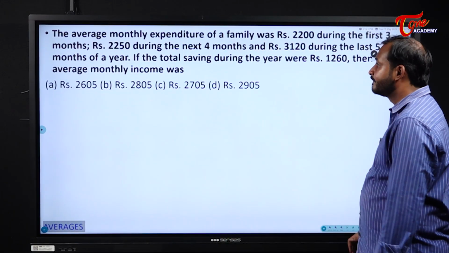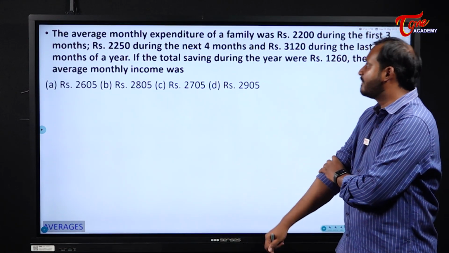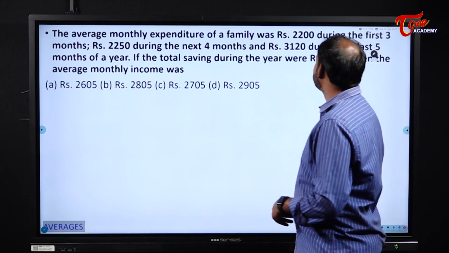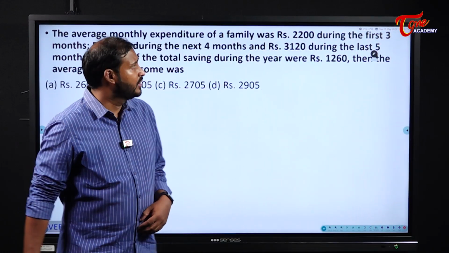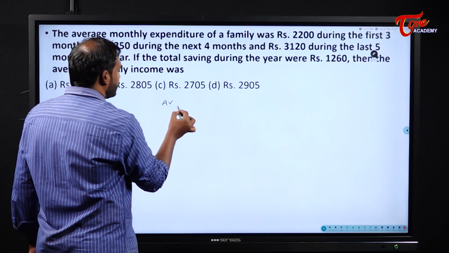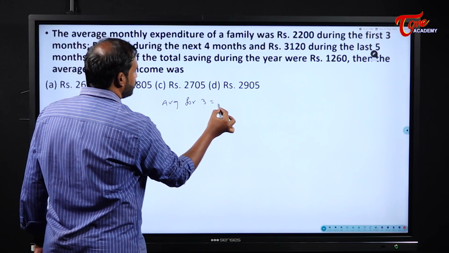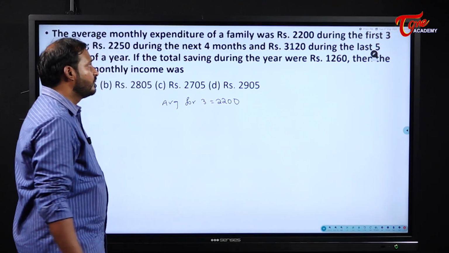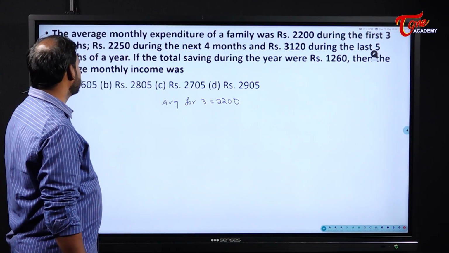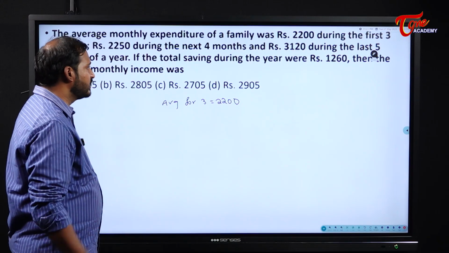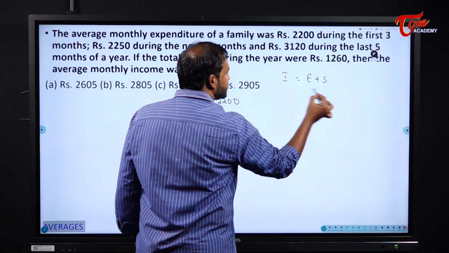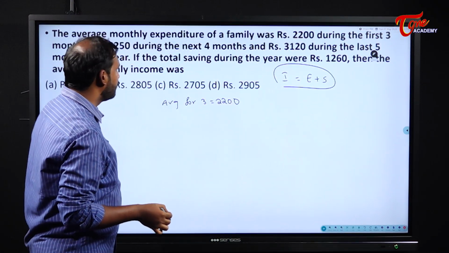Okay, next one. The average monthly expenditure of a family, okay, was 2200 during the first 3 months. For the first 3 months, average is how much? Average for 3 months is 2200. Okay. 2250 for the remaining 4 months and 3120 during the last 5 months. If the total savings, they have given us the total. See, generally, income means what? Expenditure plus savings is equal to income. They are asking us this income, monthly income, that too.